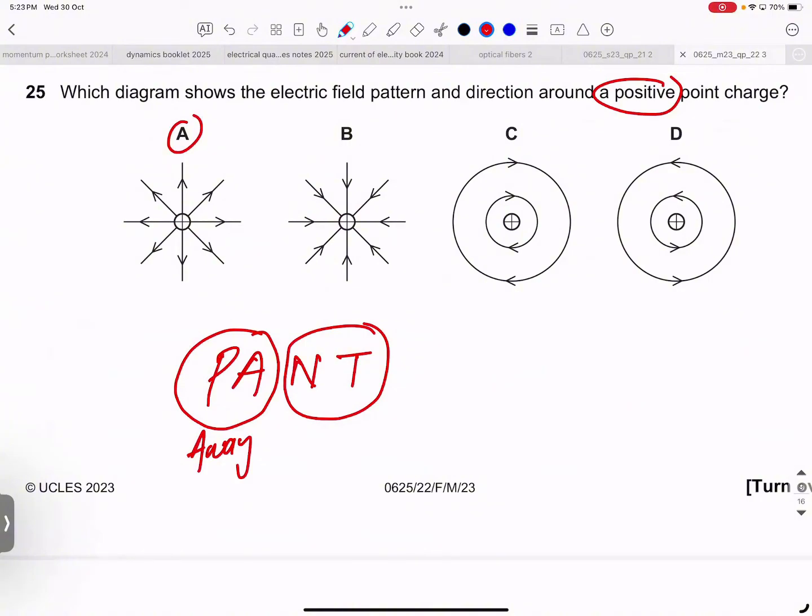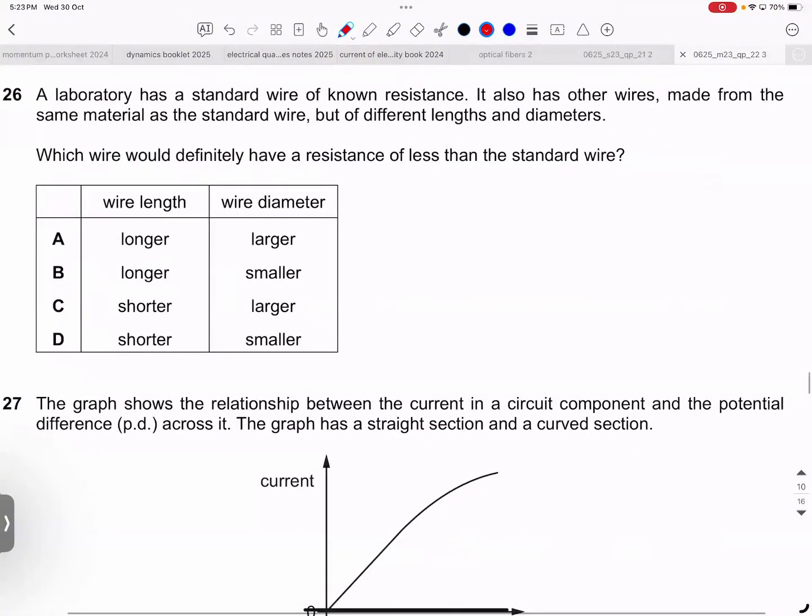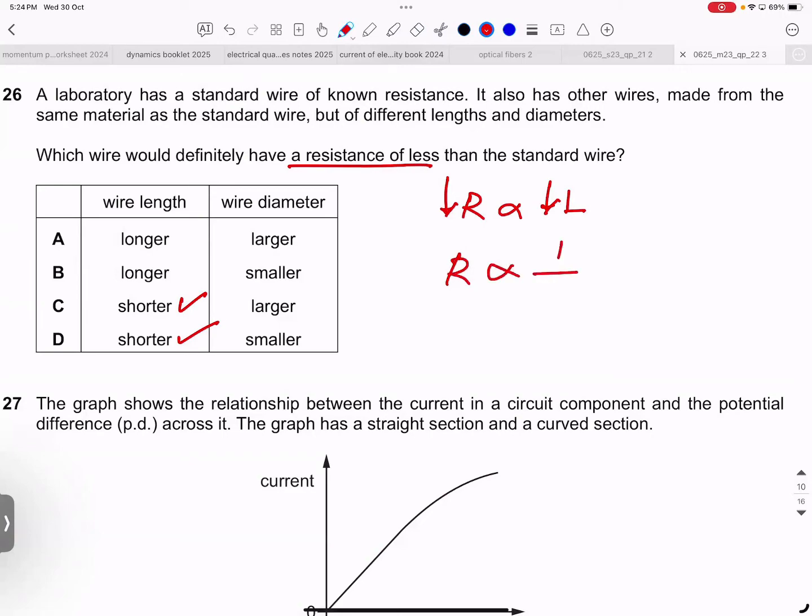Question number 26. A laboratory has a standard wire of unknown resistance. It also has other wires made from the same material as the standard wire, with different lengths, which would definitely have less resistance. Resistance is directly proportional to length. Less resistance means shorter length. Resistance is inversely proportional to the square of diameter. Less resistance means more diameter. Option C.